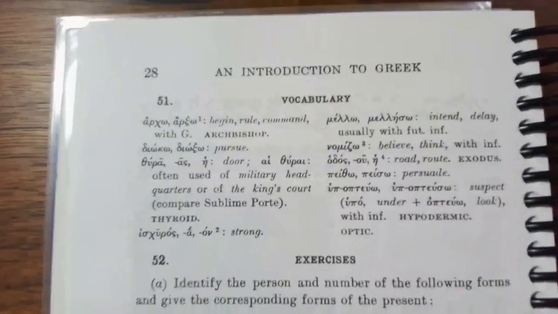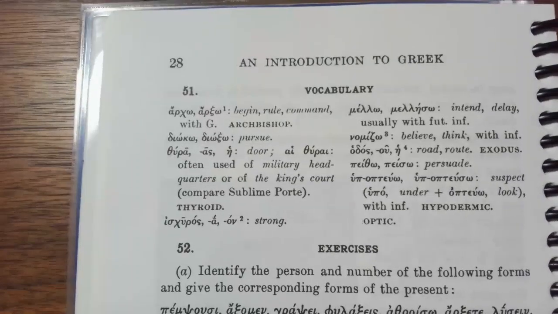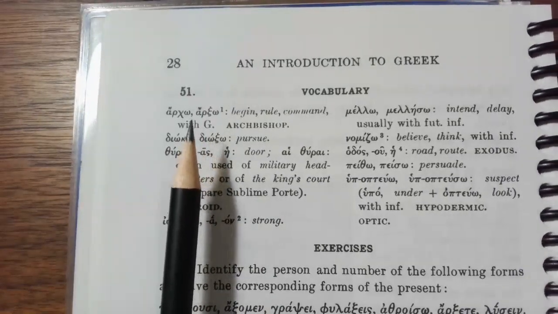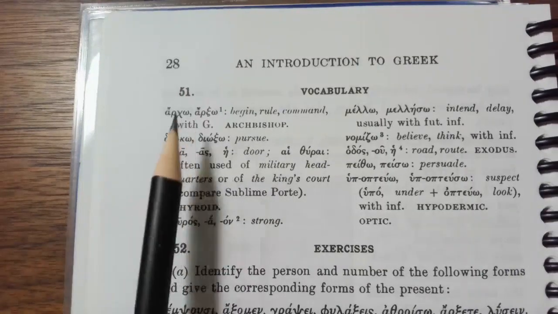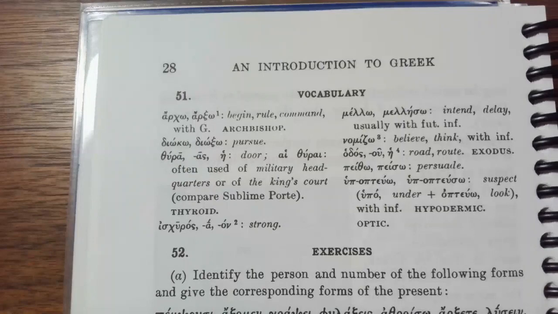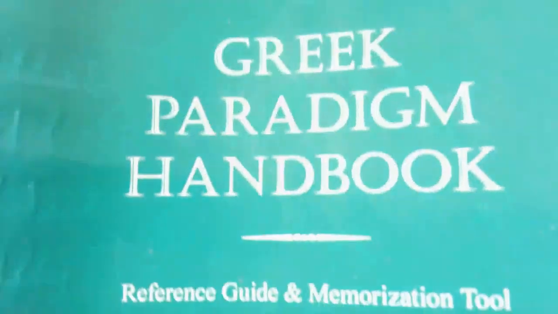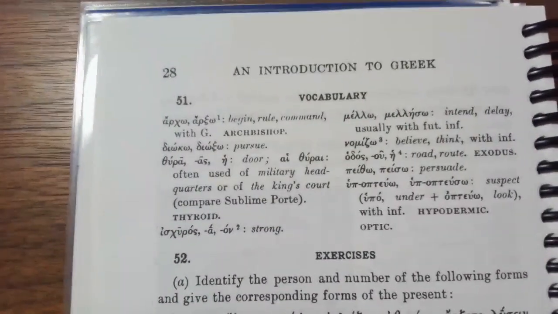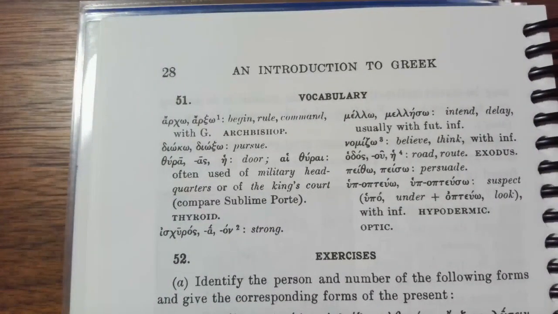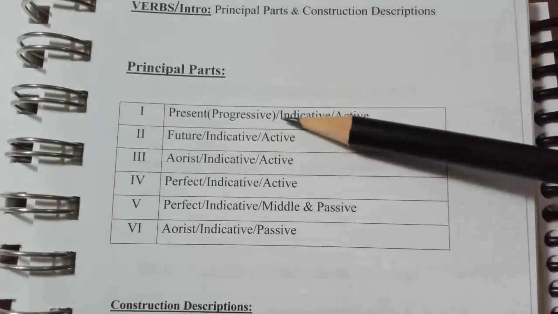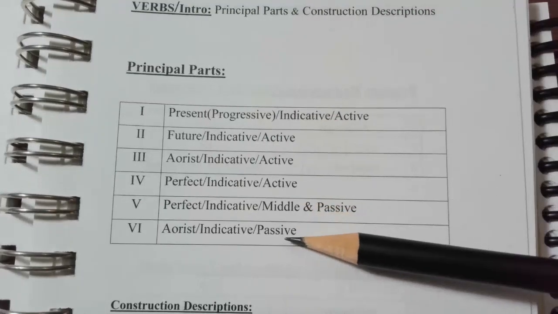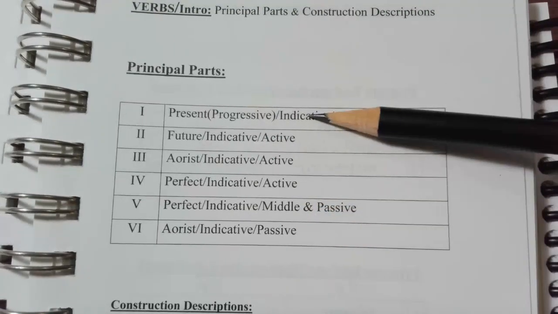All right, let's look at the vocab here, so make sure there's nothing too weird. Now I've talked about how there are 6 principal parts to a verb. Here they're going to give us the first 2 principal parts because that's what we have learned so far. Now if we go to our Greek Paradigm Handbook, let me just show you this real quick. It lists the 6 principal parts of all the verbs.